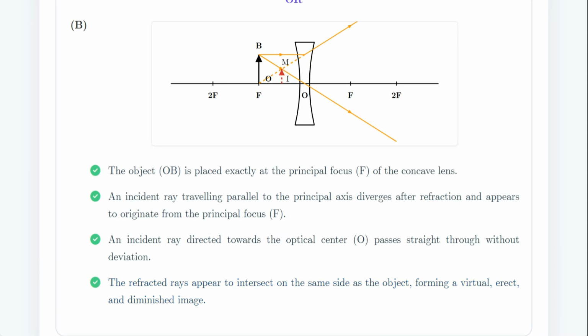And there we have it. We have successfully completed both ray diagrams. Remember to practice drawing these standard rays.